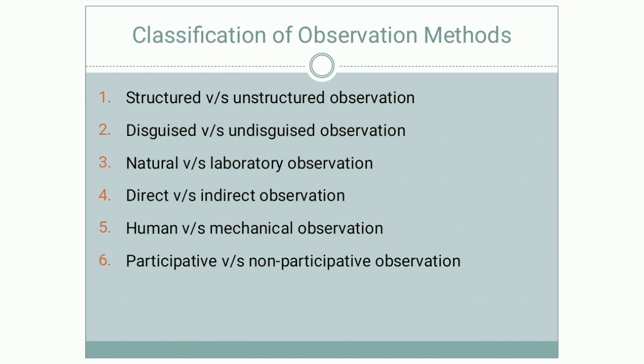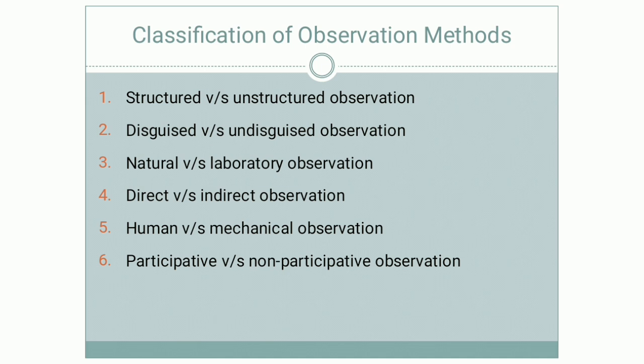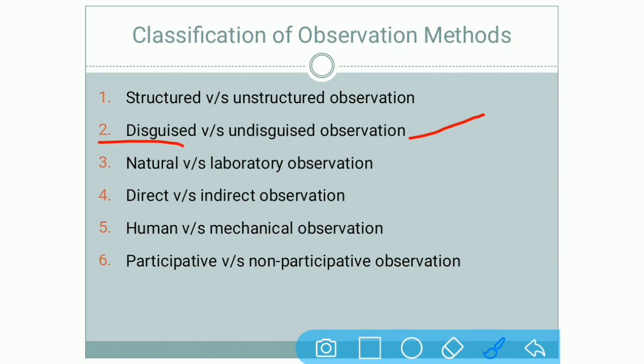Number 1, structured versus unstructured. Before doing observation, if everything is planned about what is to be observed, then it is known as structured observation. When nothing is planned, but the observer observes whatever comes across and thinks it is relevant to the topic, it is known as unstructured observation. Number 2, disguised versus undisguised observation. Disguised is where the subjects don't know that they are being observed. Undisguised observation is where they know that they are being observed.